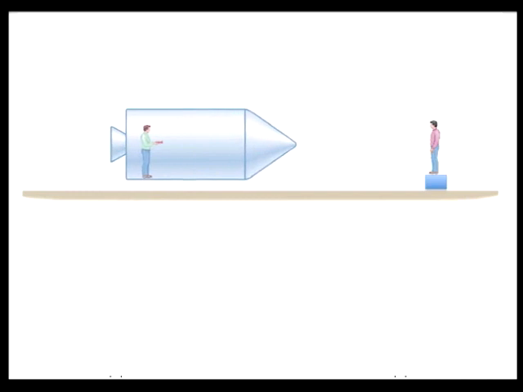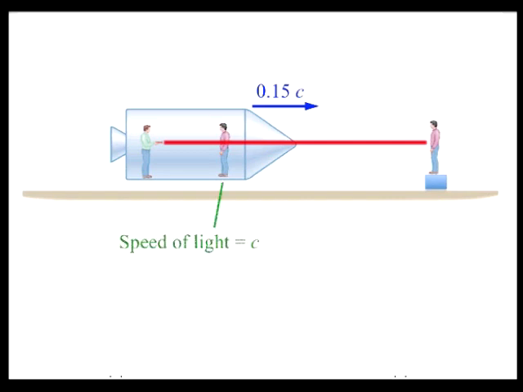For the next postulate, consider a rocket ship moving at a constant speed of 0.15 c toward a stationary observer on the ground. If a person on the spacecraft fires a laser at the ground-based observer, what is the relative speed between the laser light and the ground-based observer? Before we answer that question, we know that another observer who is at rest with respect to the moving ship measures the speed of the laser to be c.